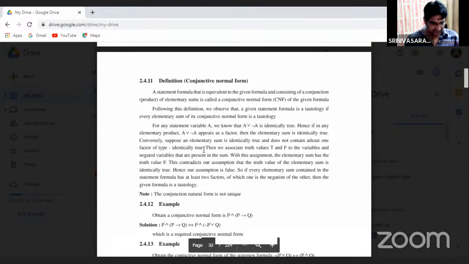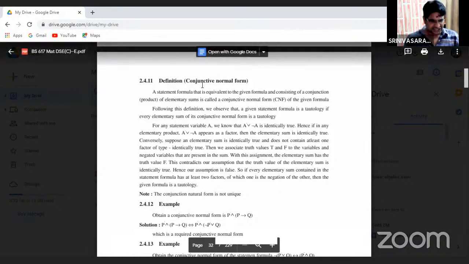Next, that is identically true. Sir, there are so many types of questions asked on this part: define conjunctive normal form and disjunctive normal form and explain briefly. So that is the concept here. An elementary sum obtained from the statement formula has at least two factors, one of which is the negation of the other. In the same manner, there is no change.